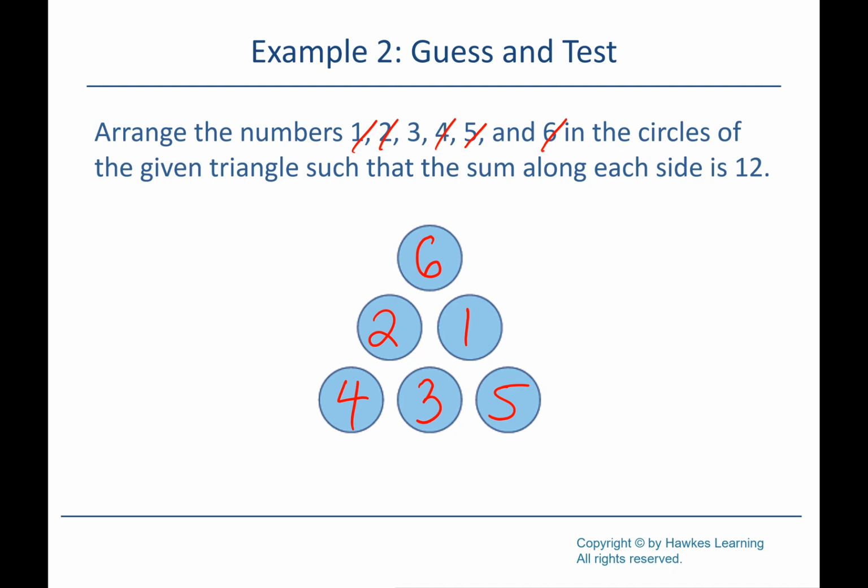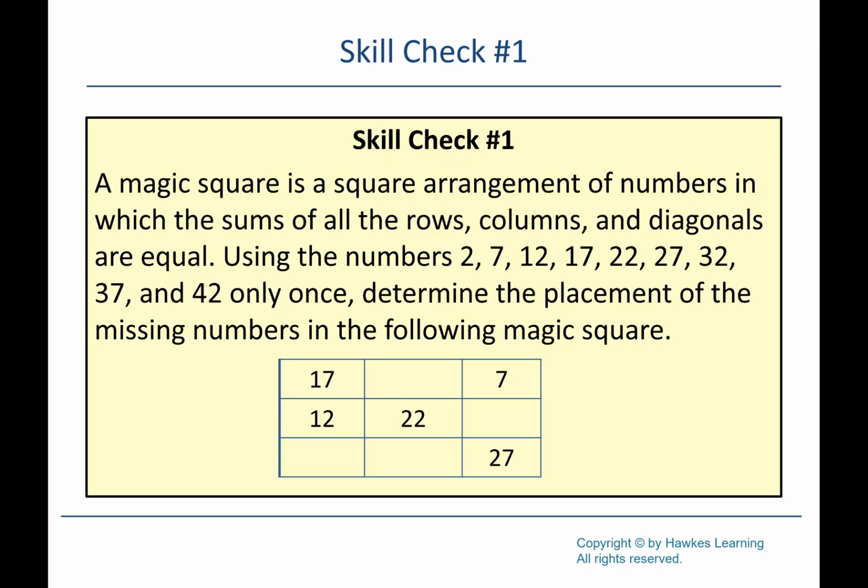So this next one is kind of similar to this triangle thing. It's a little bit different. We're trying to make what they call a magic square. The idea here is we want all the rows, all the columns, and the two major diagonals, this diagonal and this diagonal, all to add up to the same number. And it gives us the numbers we can use.